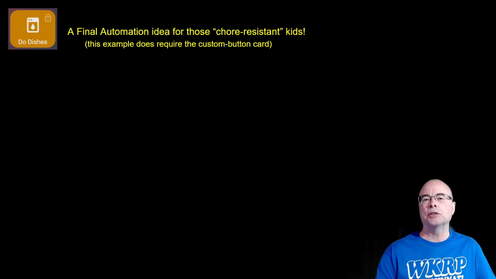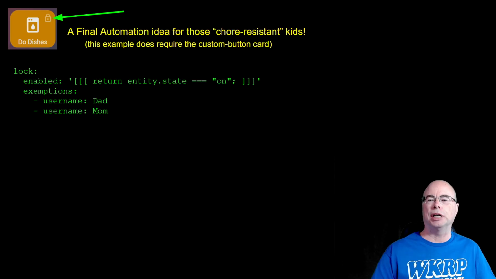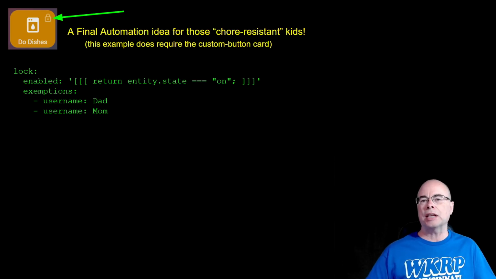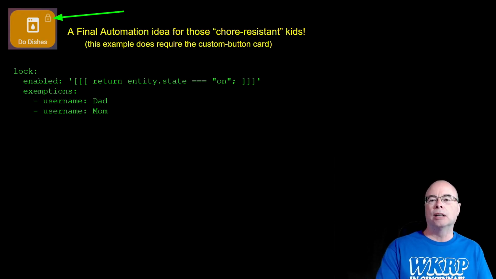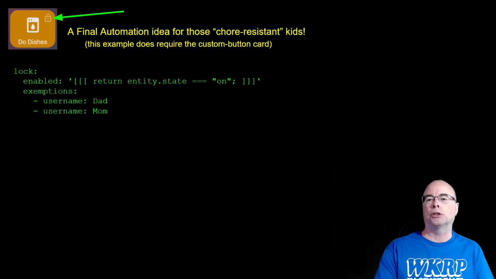Now, this final example I'm going to show does require the custom button card. Everything else I've shown here, you can use the standard toggles, but this requires a custom button card because I'm going to make use of a feature in here called lock. This actually allows me to lock this button whenever it's turned on, and it can only be clicked and turned off by certain users, in this case by mom or dad. So once this button is clicked, only mom or dad can click this button to turn it back off, and that's going to be important in our automation.